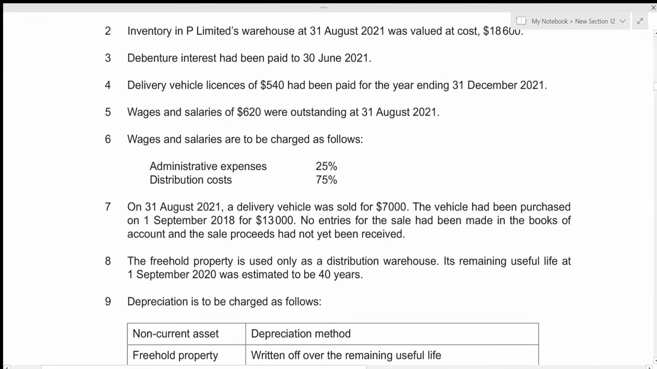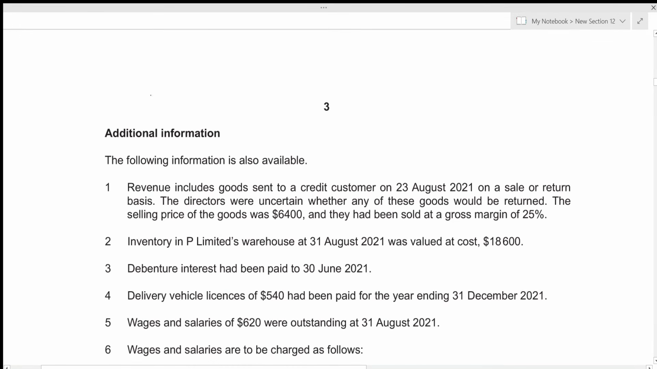Alright, we'll start with the revenue. So revenue, we're given additional information right here. It includes goods sent to a credit customer on 23rd August 2021, again, we're preparing the income statement at the end date of 31st August 2021, on a sale or return basis. And the directors were uncertain whether any of these goods would be returned. So whenever we send goods to a credit customer on a sale or return basis, that amount should not be included in the revenue. It should actually be included as a closing inventory in our income statement.